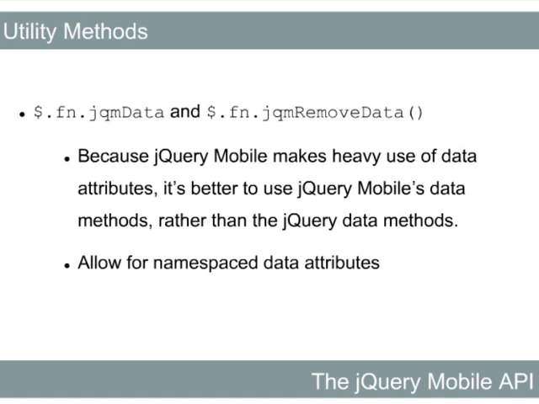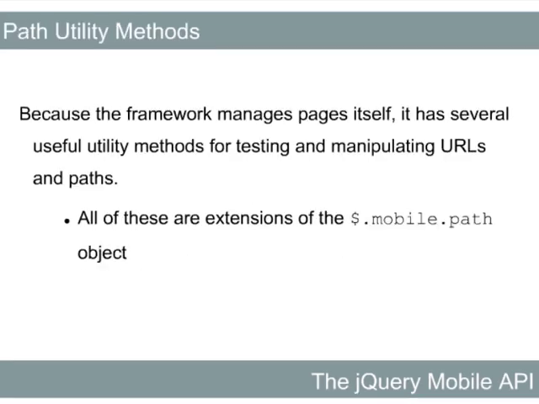But the syntax is exactly the same as the regular jQuery data, and they have exactly the same functionality. It's just that they have an extra added support for namespacing. So that's an important thing. And then there's several utility methods for dealing with paths and URLs. If any of you have ever actually written any of these things from scratch, you'll appreciate how useful these are. These are all extensions of the path object on the mobile object, so you'll be seeing them as methods on that.